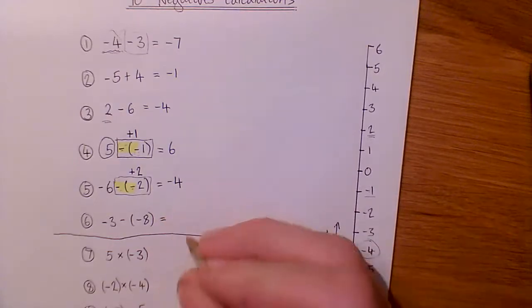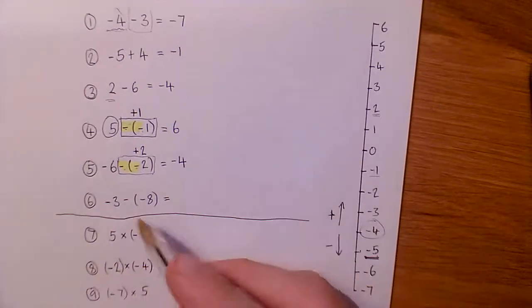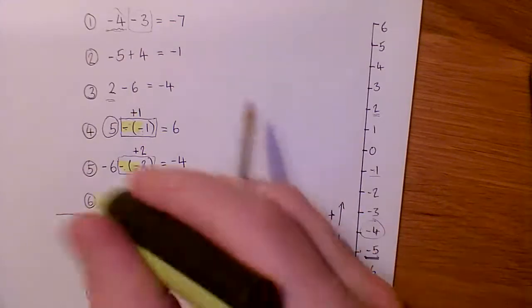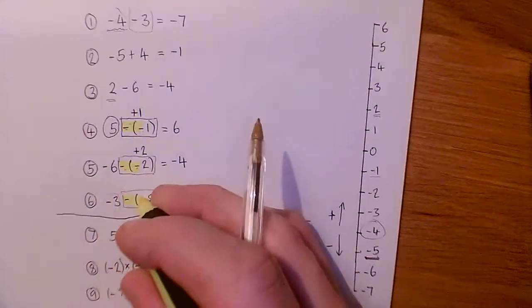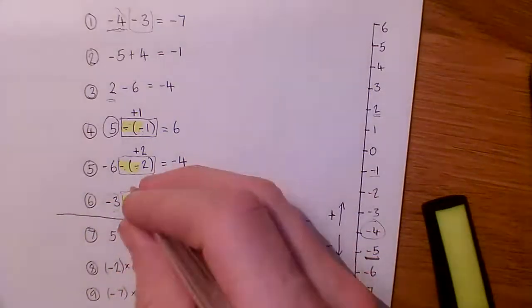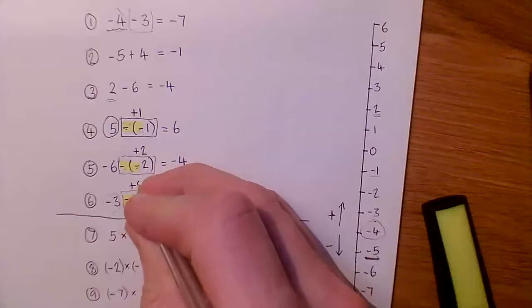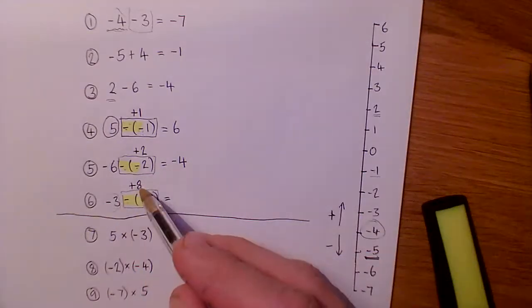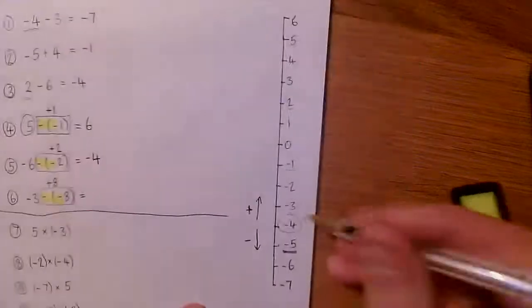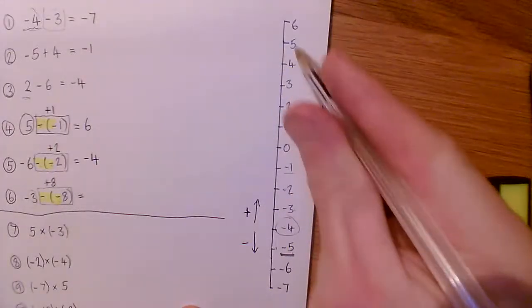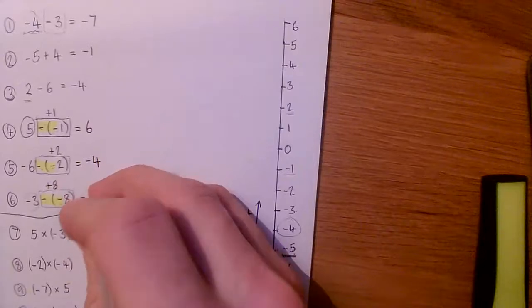Finally, again, we are starting at -3. And we are taking away -8. So we are taking away a negative. They are next to each other in our calculation, the take away and the -8. So that becomes a +8. So we're starting at -3 and we're adding 8. So here's -3. We're going 1, 2, 3, 4, 5, 6, 7, 8. That gets us up to 5.